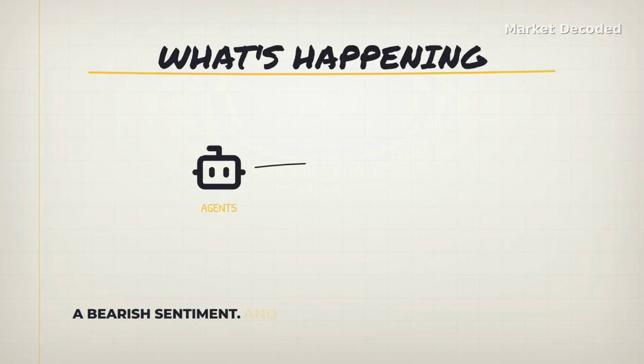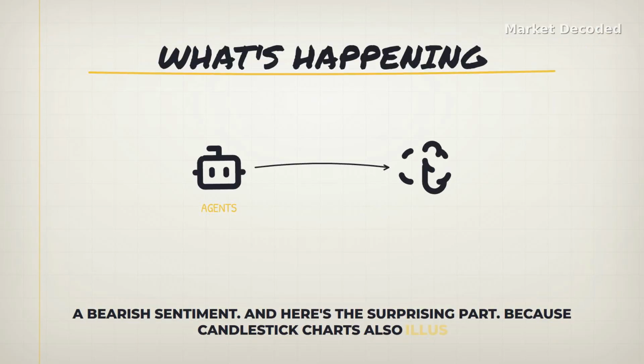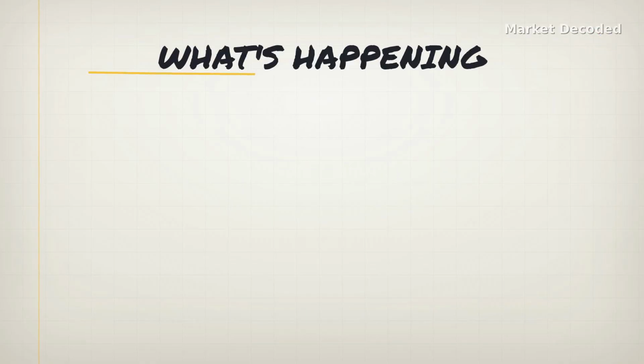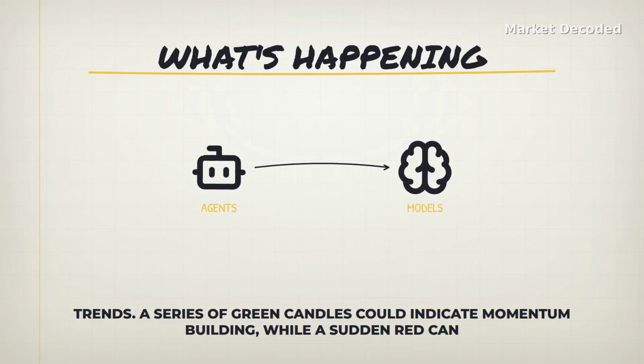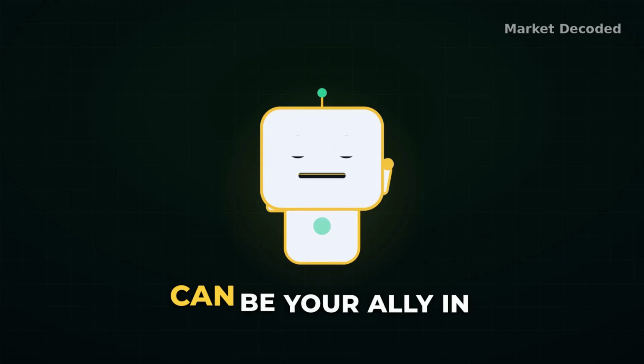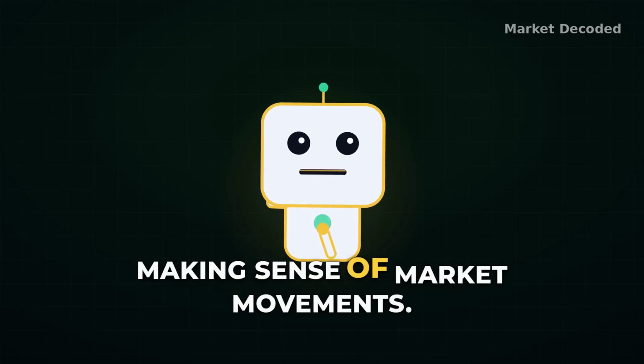And here's the surprising part. Candlestick charts also illustrate market psychology. They help traders anticipate potential future trends. A series of green candles could indicate momentum building, while a sudden red candlestick after a rally might signal caution. Understanding these signals can be your ally in making sense of market movements.